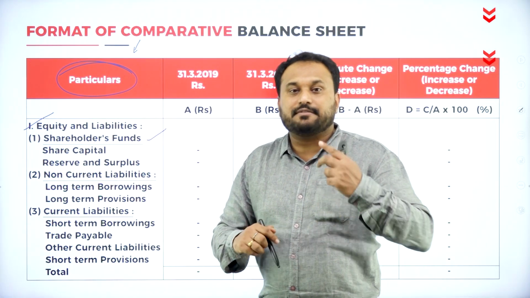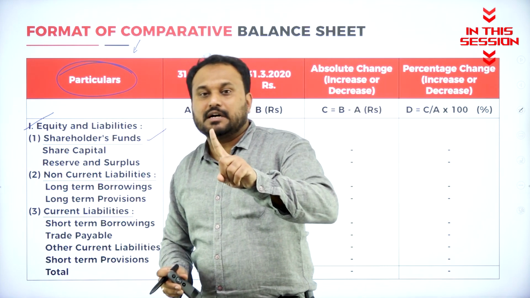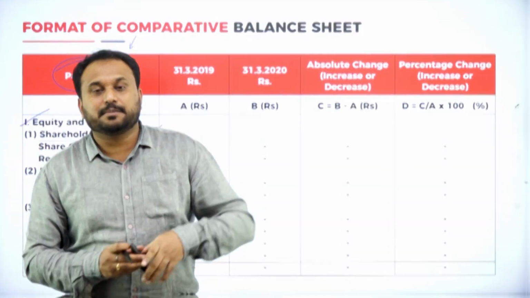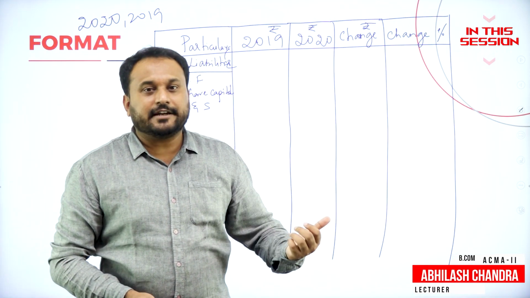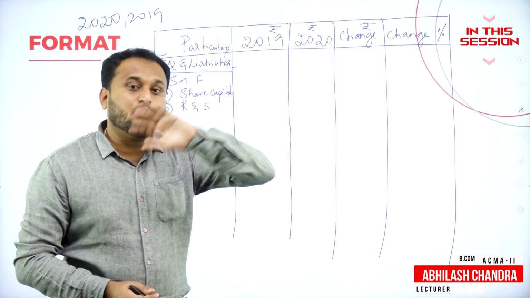In shareholders we have two: one is share capital, another is reserves and surplus. Now current liability, you are supposed to pay back in a very short period. Non-current liability is whichever you have time more than 1 year.